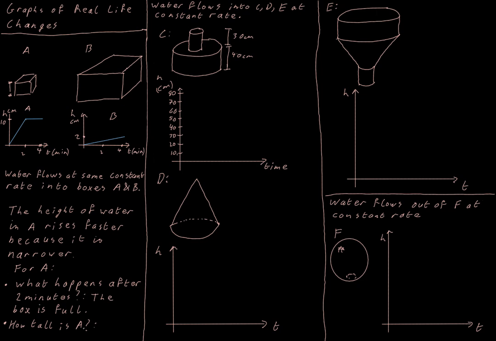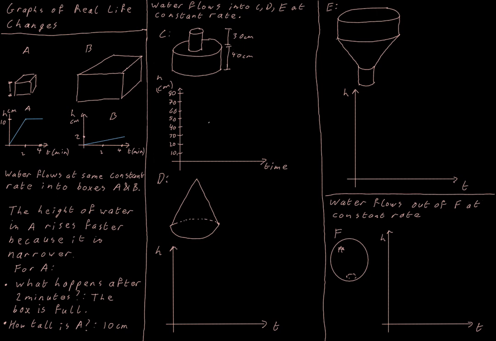And then how tall is the box A? Well, if the box is full when the height is 10 centimeters, that means that the box is 10 centimeters tall, because the water can't go any higher than the box is, it just overflows.